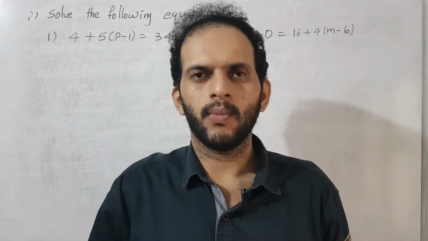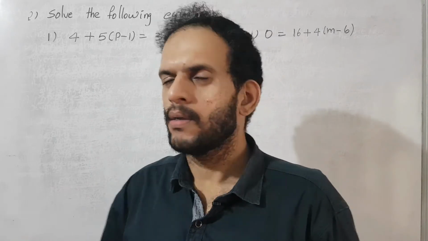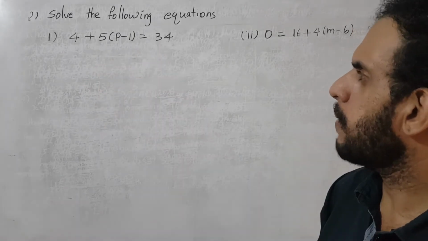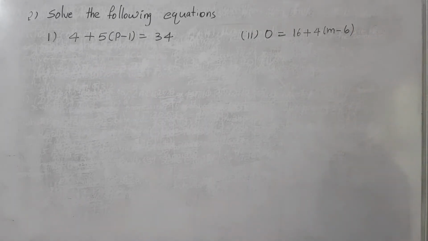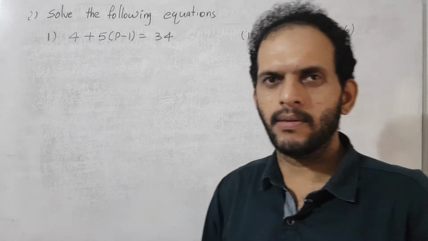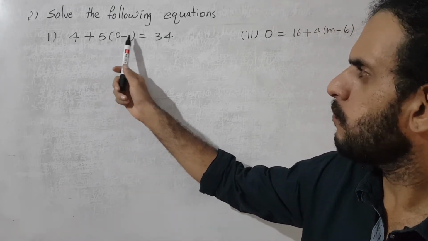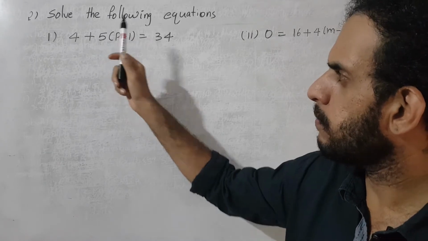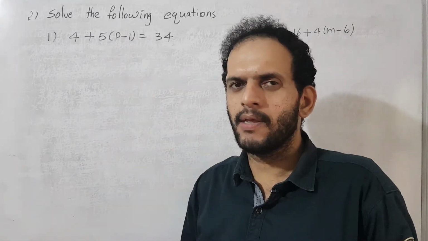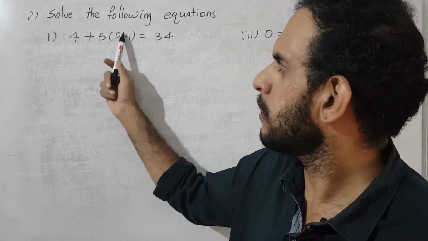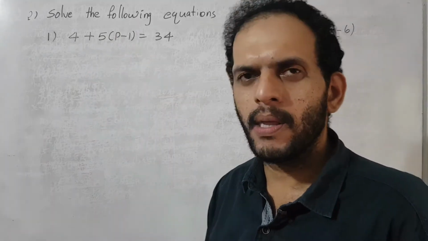Okay. We are discussing one more example for the same idea. The question is like this: solve the following equation. The first one is 4 plus 5 into p minus 1 is equal to 34. Second one, 0 is equal to 16 plus 4 into m minus 6. Okay. Then here what is the difference? Here the term containing the variable lies in the LHS. Correct. And we are multiplying that commonly by 5. We know up to that, correct? But what is the difference here? Here we are adding a number with the term containing the variable that is commonly multiplied there, correct?